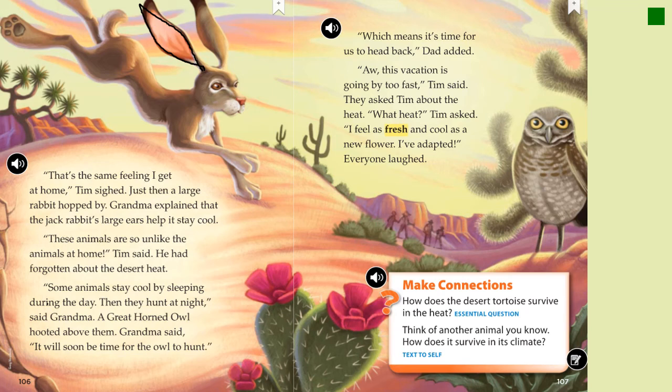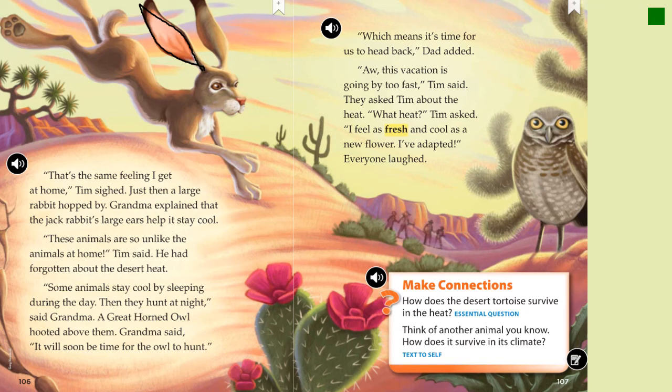Let's continue. Just then, a large rabbit hopped by. Grandma explained that the jackrabbit's large ears help it stay cool. Can you see the ears? These animals are so unlike the animals at home, Tim said. He had forgotten about the desert heat. Some animals stay cool by sleeping during the day. Then they hunt at night, said Grandma. A great horned owl hooted above them. Hooted means made a loud cry.